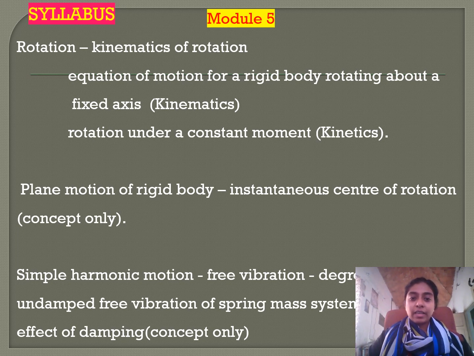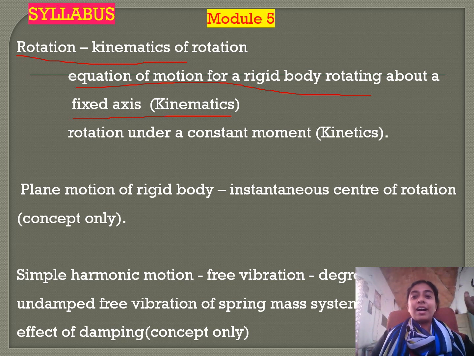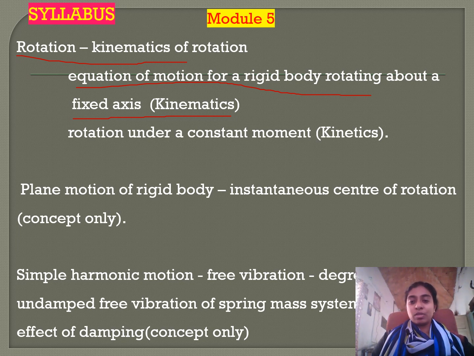We have completed kinematics of rotation, and we have seen the equations of motion of a rigid body rotating about a fixed axis. That is, how to relate the angular displacement, angular velocity and angular acceleration with respect to time. We saw how to relate theta, angular displacement, omega, angular velocity, and alpha, angular acceleration, with respect to time in our first part, that is, in the first two videos. We saw the concept and some problems.